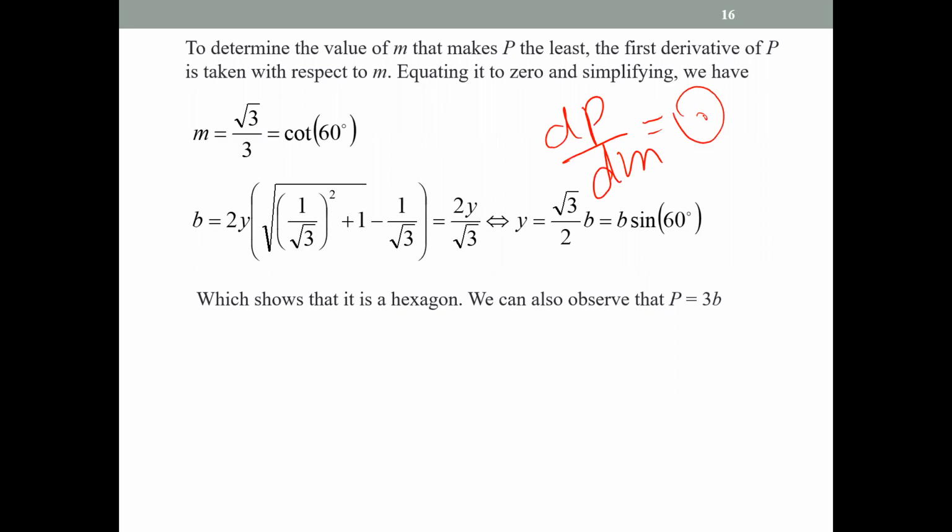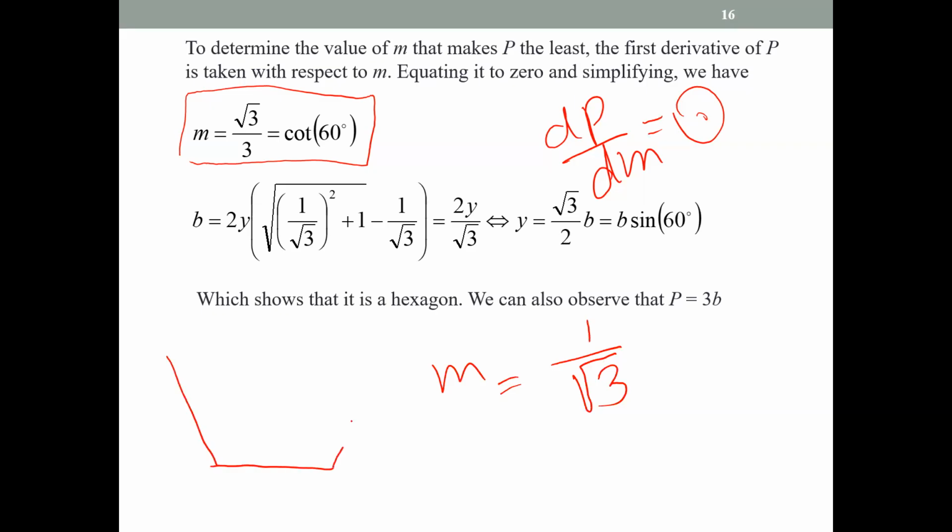By doing so, you will get the answer: m is equal to square root of 3 over 3. In other words, m is equal to 1 over square root of 3. So if you consider this trapezoidal cross section, this is the angle theta. This is m, this is equal to 1. So what is tan theta now?